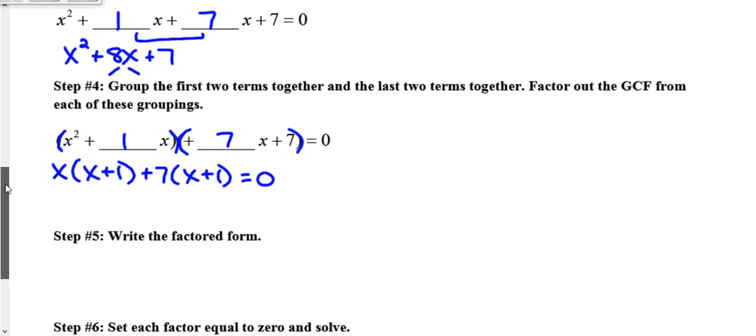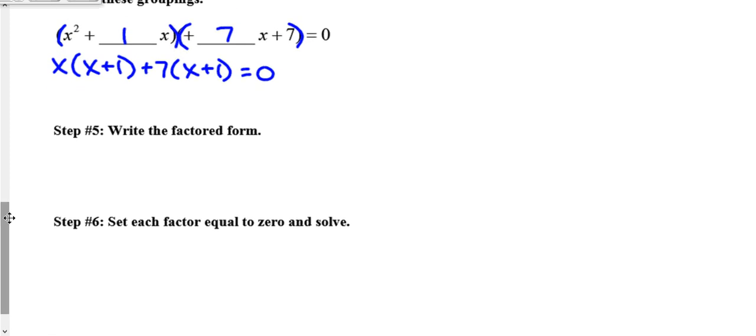And now we're at a point where we can actually write our factored form. So if you've done everything correctly, these two parentheses should be the same. That's one of your factors. Here, these numbers, x plus 7, represent your second factor.